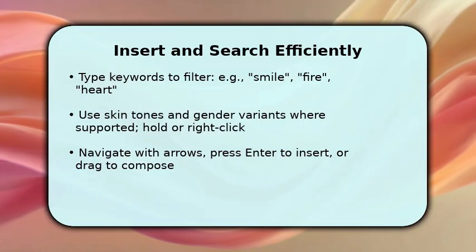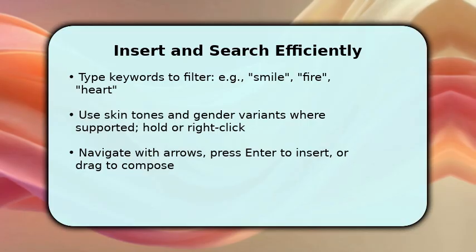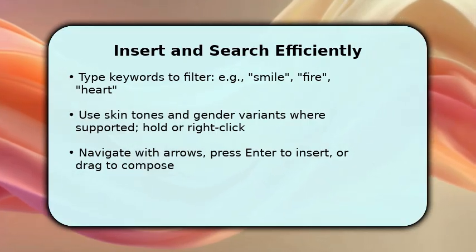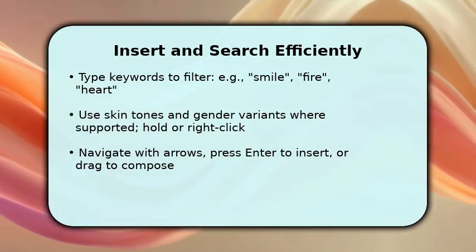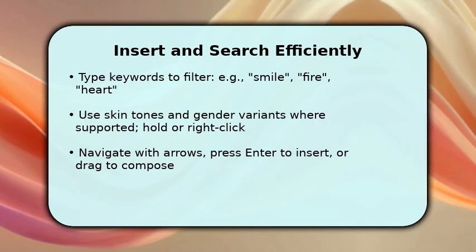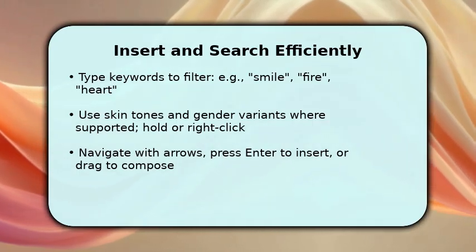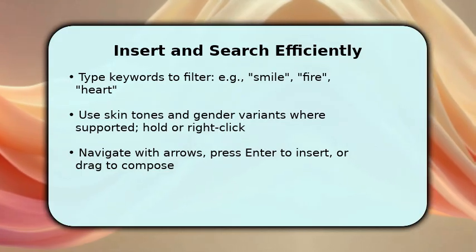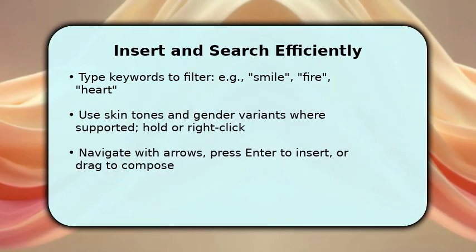You'll learn to search and modify emojis quickly. Open the panel, then type a clear keyword like smile or coffee to filter results. This is faster than scrolling. Once you see an emoji, use arrow keys to navigate and Enter to insert. On touch, you can tap and drag into some apps. Use long press or right-click to select skin tones and gender variants when available, because that ensures your emoji matches intent and context without extra edits.